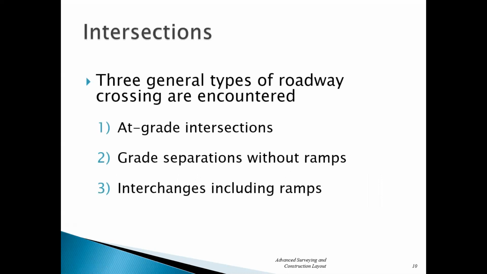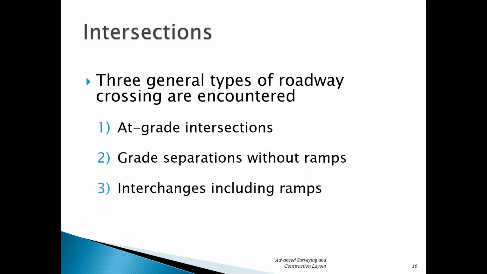So three general types of roadway crossings are encountered. What we call at-grade intersections, and that's what we're going to be looking at. At grade means the two or more streets that intersect are touching at the same grade, okay? If you're at a grade-separated intersection, then you have ramps that come in and off of. So an interstate entrance and exit ramp would be an example of that. You have two intersecting roads, but one is above or below the main highway. So you have a ramp up and down to that.